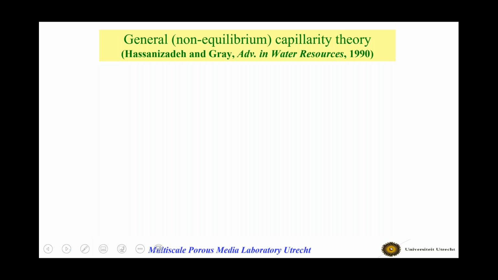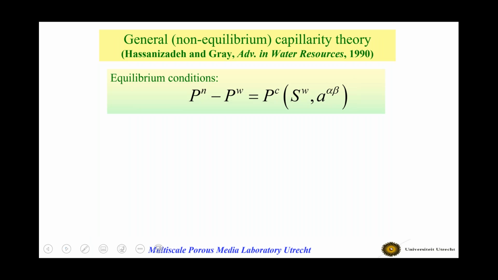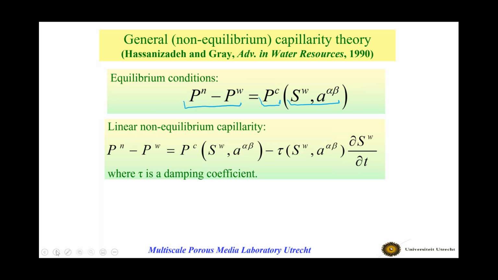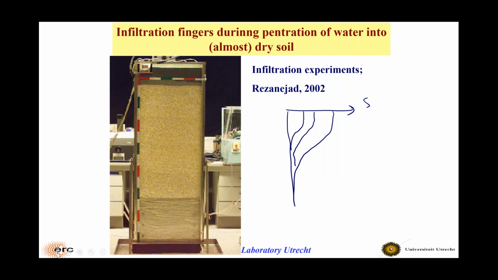So the general non-equilibrium capillarity theory is that the pressure difference between two fluids in a porous medium, at the macroscale, is equal to capillary pressure under static conditions, and the capillary pressure is a function of saturation and interfacial area and not just saturation. Under non-equilibrium conditions, they are not even equal, and the difference is a non-equilibrium term that depends on how fast you do the drainage or imbibition.